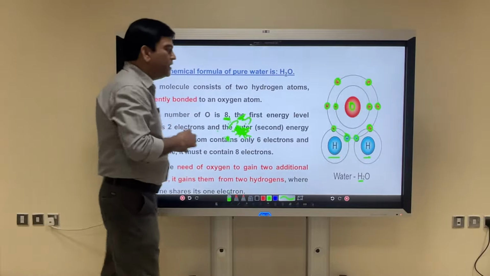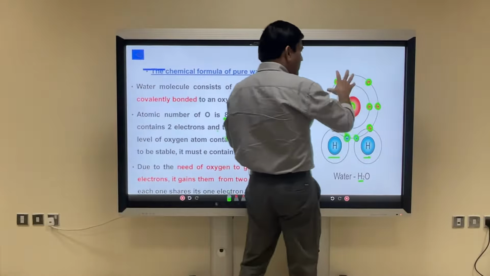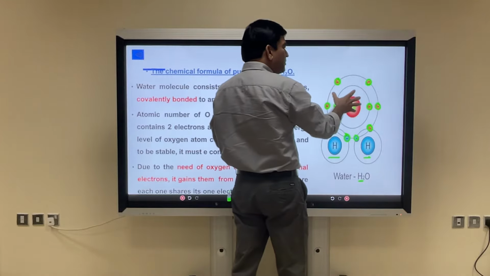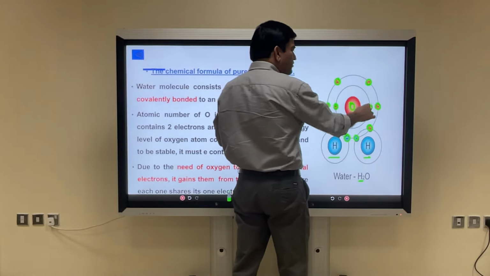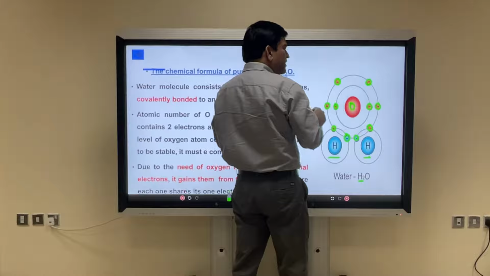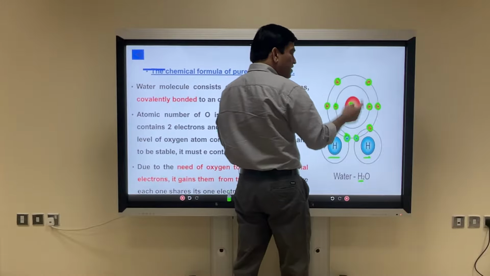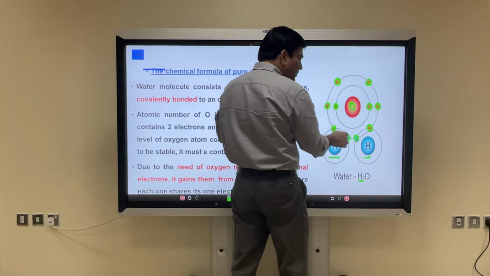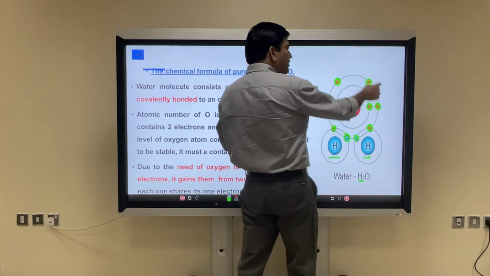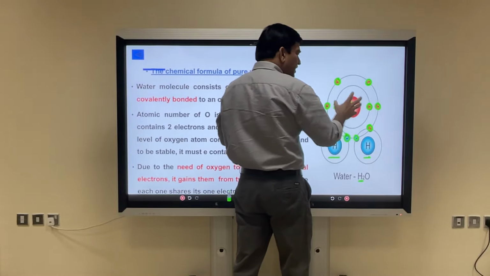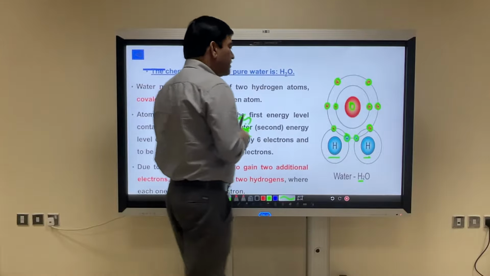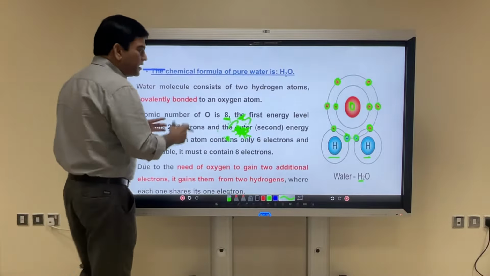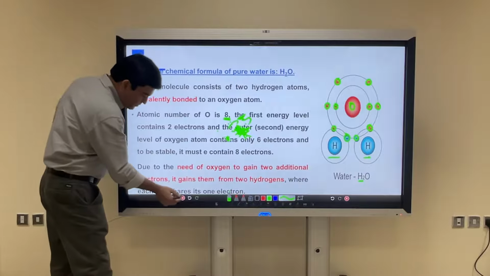So this is the way. The atomic number of oxygen is 8. In the first shell, you have 2. In the second shell, you have 6. 6 means there is a deficiency of 2 electrons. 1 electron is shared by 1 hydrogen, and 1 electron is shared by the other hydrogen. Together, they have 8 electrons now. So that is how they make up the octet, and this is how the water molecule is formed.